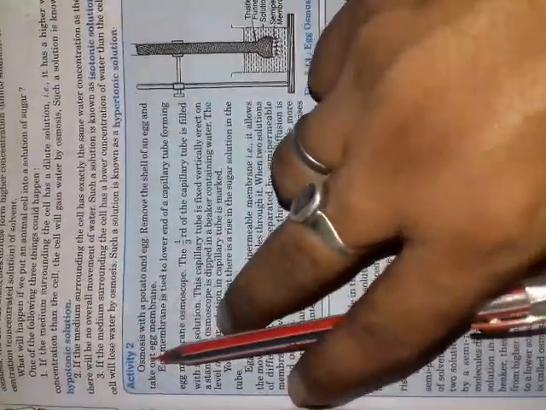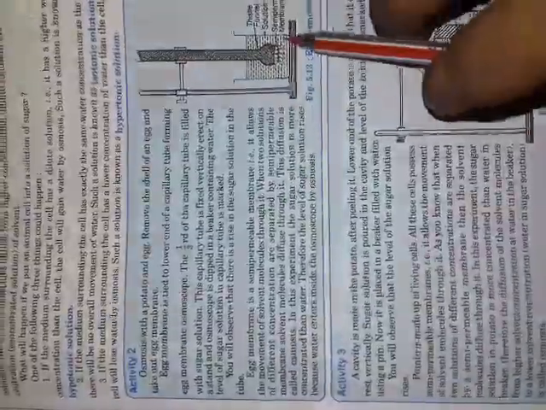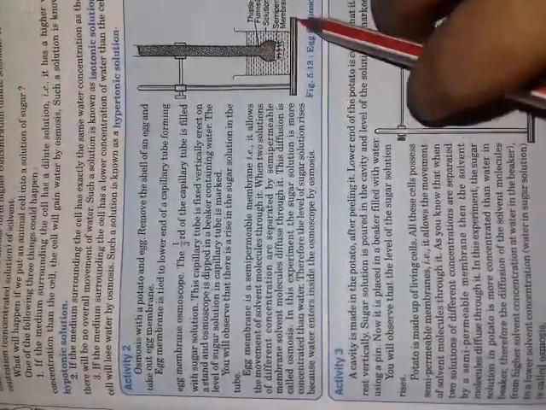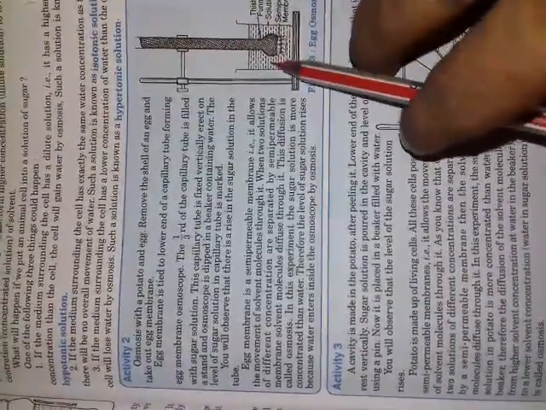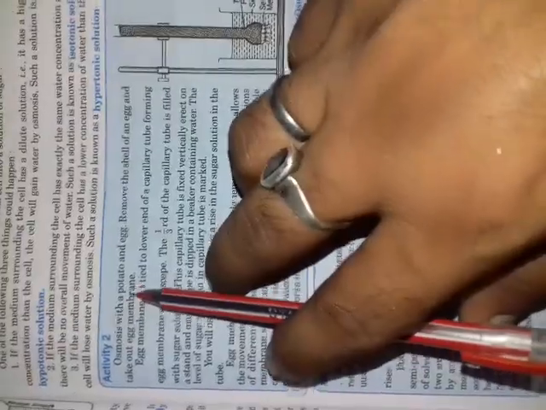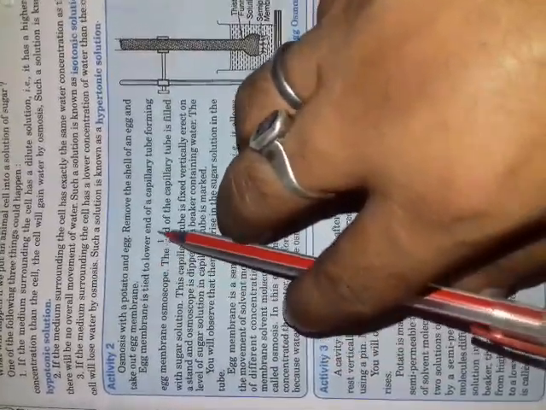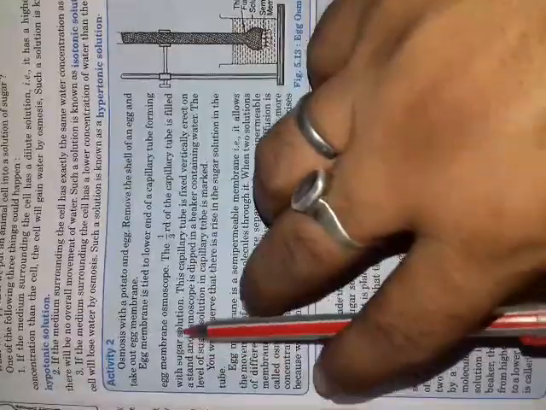And this theory is described by an activity. In this figure we have the stand, the thistle funnel, the egg membrane, the beaker and the water. Osmosis with a potato and an egg: remove the shell of an egg and take out the egg membrane, and the egg membrane is tied to the lower end of the capillary tube, forming the egg membrane osmoscope.